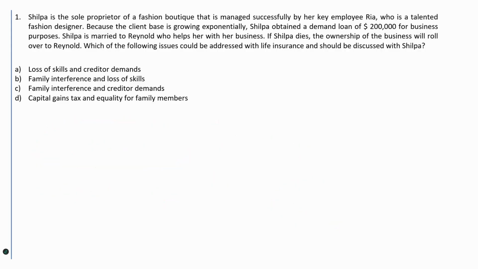All right. So the boutique is managed successfully by her key employee Ria, who is a talented fashion designer. Because the client base is growing exponentially, Shilpa obtained a demand loan of $200,000 for business purposes. Shilpa is married to Reynold, who helps her with her business. If Shilpa dies, the ownership of the business will roll over to Reynold. Which of the following issues could be addressed with life insurance and should be discussed with Shilpa?